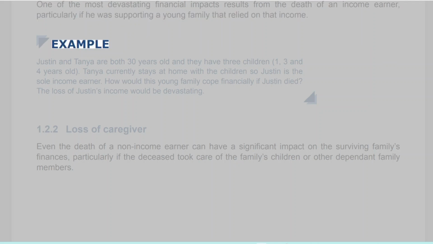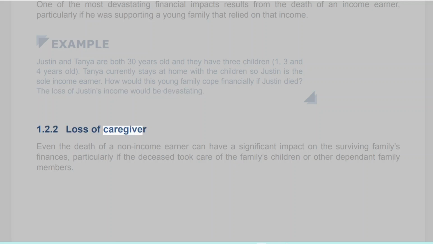Example: Justin and Tanya are both 30 years old and they have 3 children, 1, 3, and 4 years old. Tanya currently stays at home with the children, so Justin is the sole income earner. How would this young family cope financially if Justin died? The loss of Justin's income would be devastating.